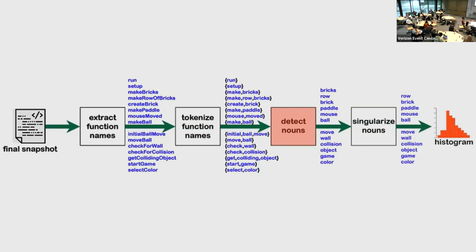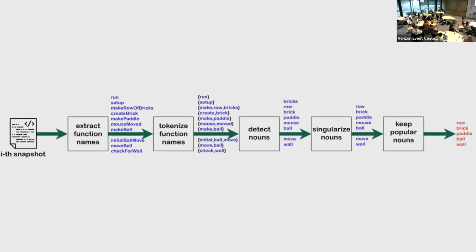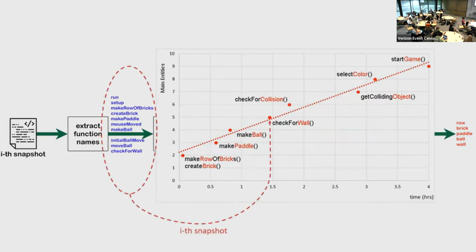Once the main entities are identified, we analyze every student snapshot. We go through the same steps as for the final snapshot. We detect the nouns in the function names of the given snapshot and count how many of them are among the most popular nouns. In other words, we count the main entities. Given that the timestamps for the collected snapshots are available, we can plot the number of entities over time. In this case, the plot looks like this. The specific snapshot that we used in this example is right here.